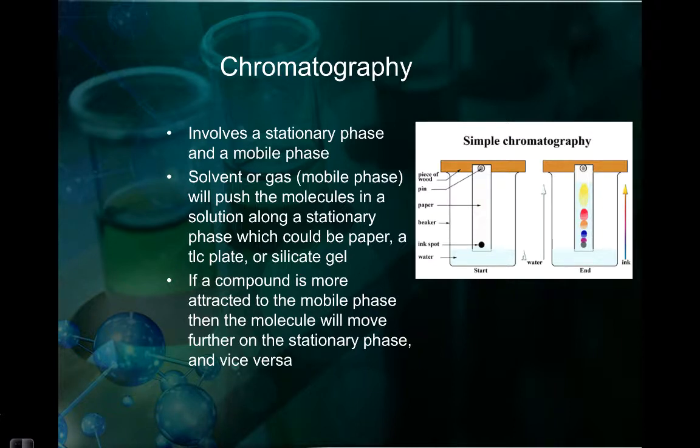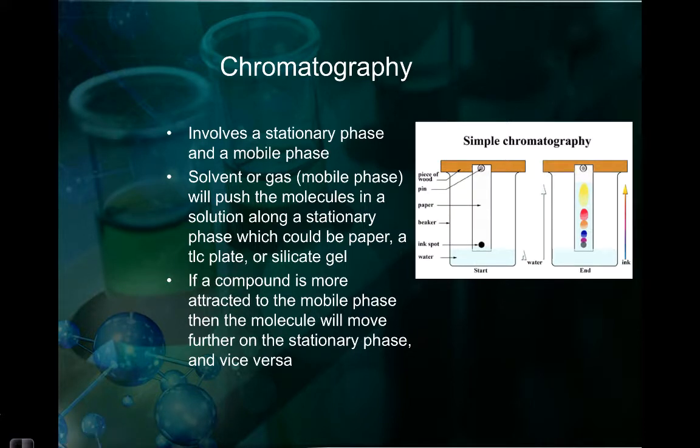Chromatography always involves two phases, a stationary phase and a mobile phase. With simple chromatography, you're going to have a stationary phase, which is usually some sort of plate, or it could be filter paper, but the stationary phase is what stays still. Then there's a mobile phase. The mobile phase will be a liquid. With simple chromatography it's a liquid, but you can use gases as well. The mobile phase will move.